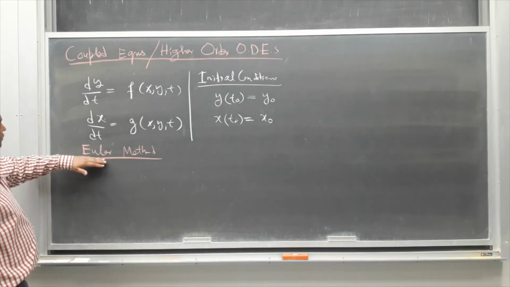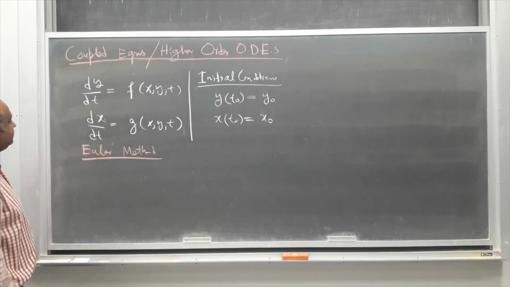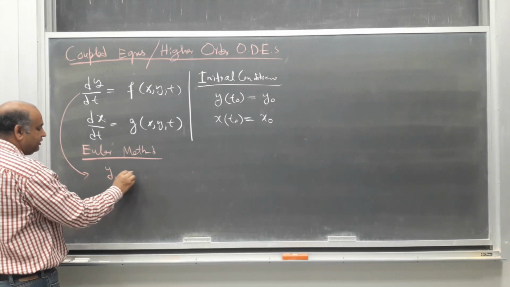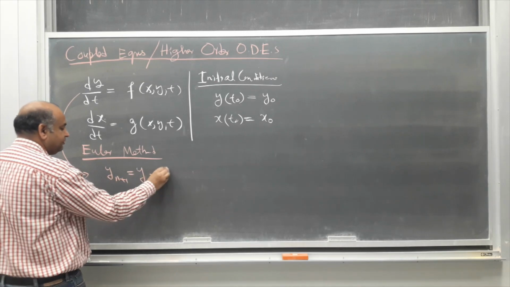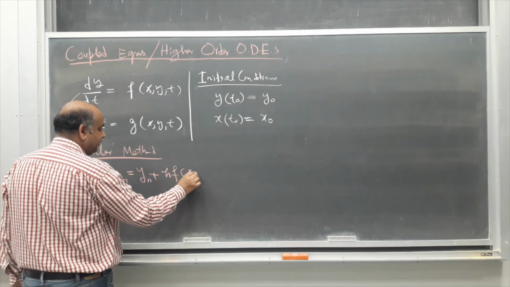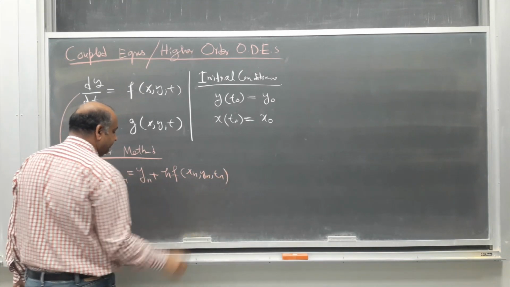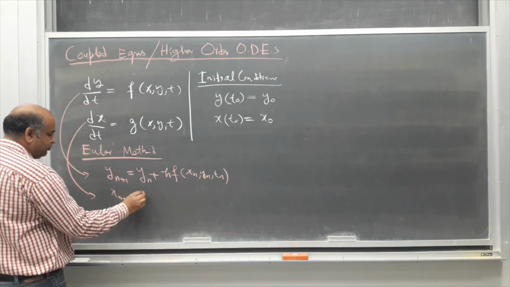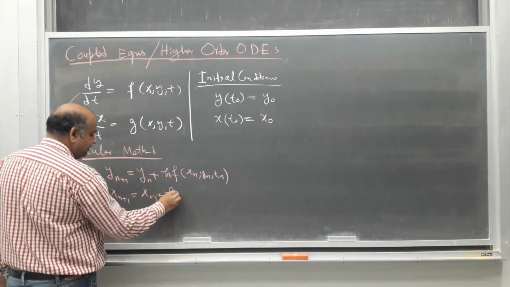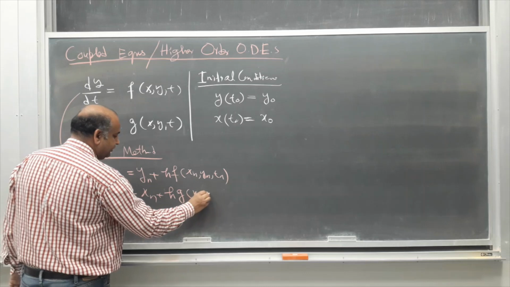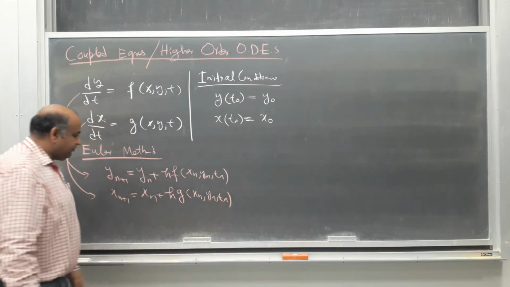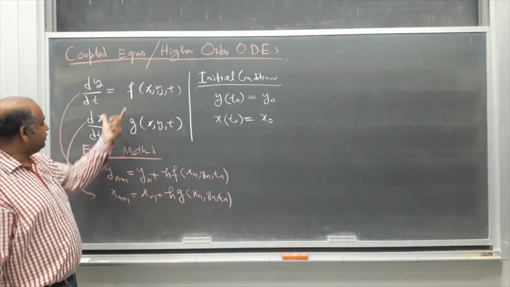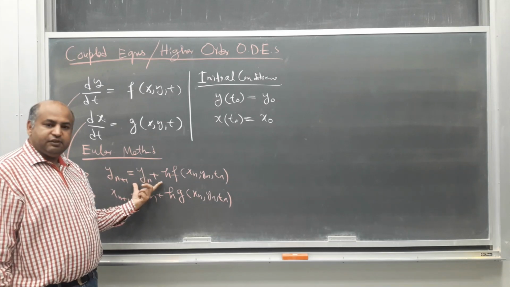So we can use that method to quickly write the iteration equation for this, which is y_{n+1} = y_n + h f(x_n, y_n, t_n). And similarly for this, I have x_{n+1} = x_n + h g(x_n, y_n, t_n). I have already explained in a previous video how we solve a first order differential equation using the Euler method and get this equation.